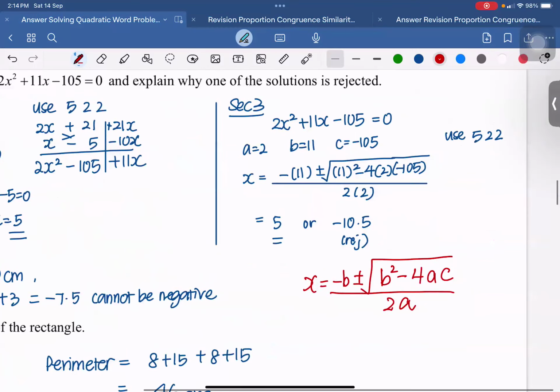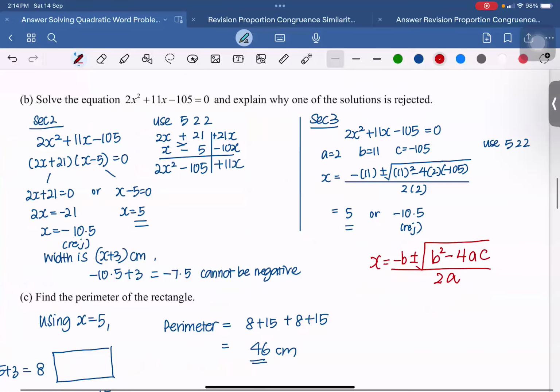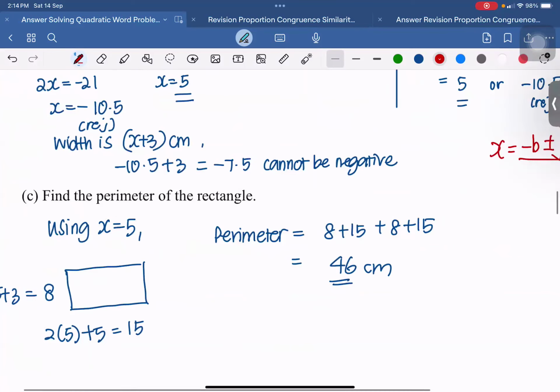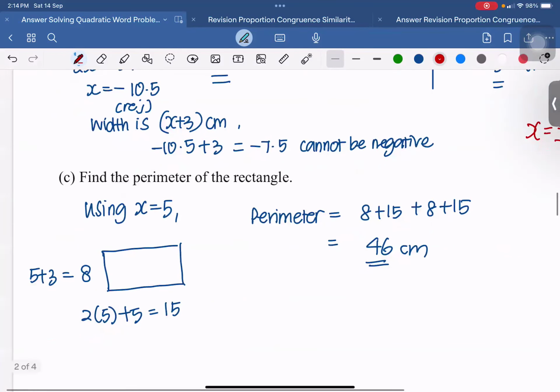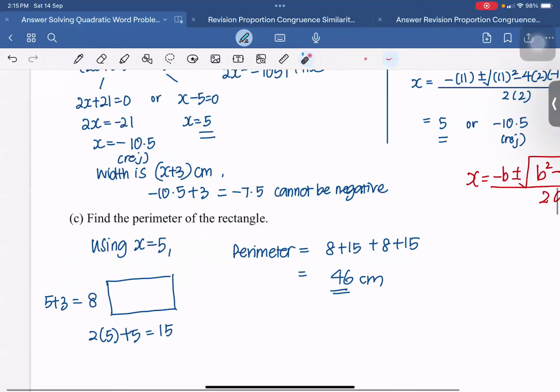Okay, so in this case, now I know the answer already. I need to reject one of the numbers. So I reject the negative value because x cannot be negative. And I use it to find my perimeter. So I find x is 5. 5 plus 3 will give me 8. Then another side, 2x plus 5, is 15. So my perimeter will be 8 plus 15 plus 8 plus 15, and get a total answer.